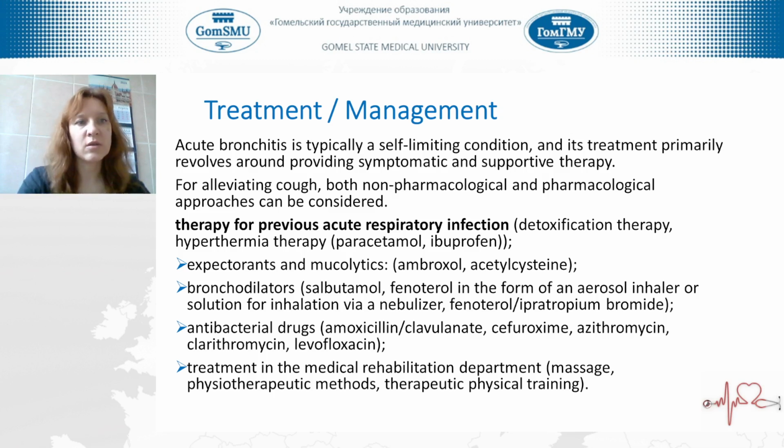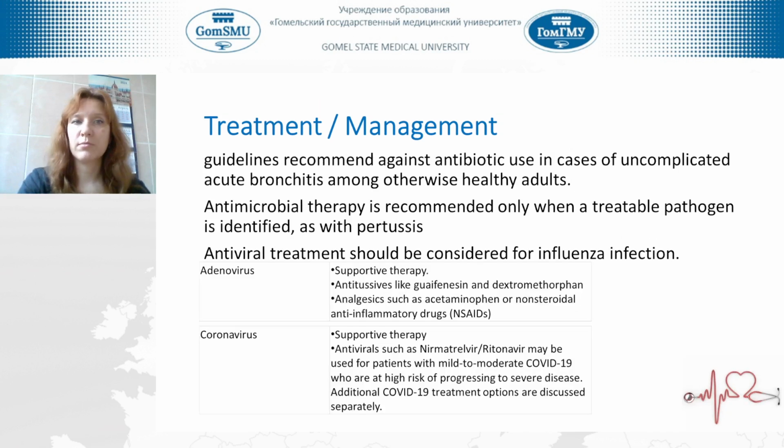It can be detoxification therapy, antipyretic treatments, including NSAIDs such as paracetamol or ibuprofen, expectorants and mucolytics such as ambroxol, bronchodilators such as salbutamol. The form is an aerosol inhaler or solution for inhalation using a nebulizer, or it can be a combination of salbutamol and ipratropium bromide. Antibacterial drugs include amoxicillin together with clavulanate, cefuroxime, azithromycin, clarithromycin, levofloxacin, in specific cases for atypical forms of acute bronchitis. Treatments in the medical rehabilitation department can be massage, physiotherapy methods, therapeutic physical training.